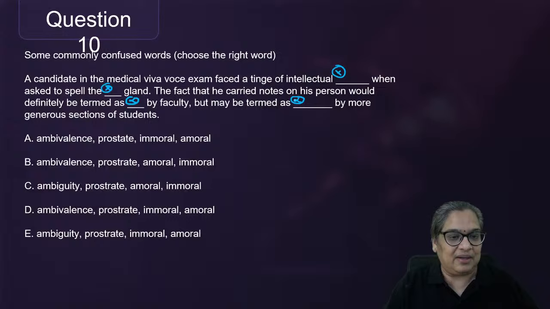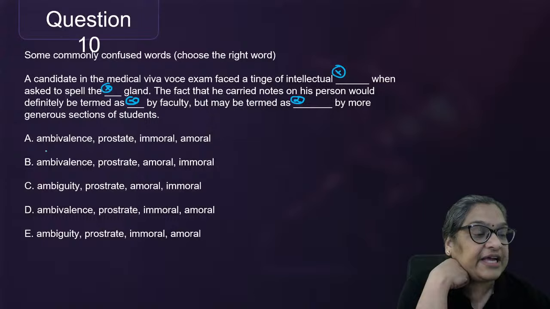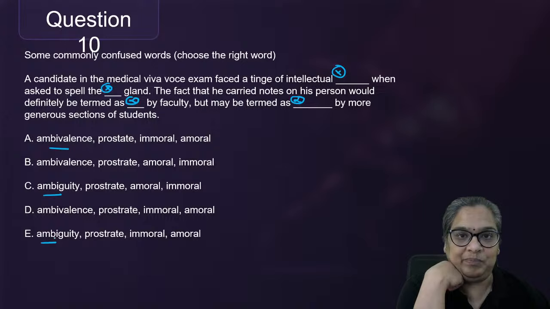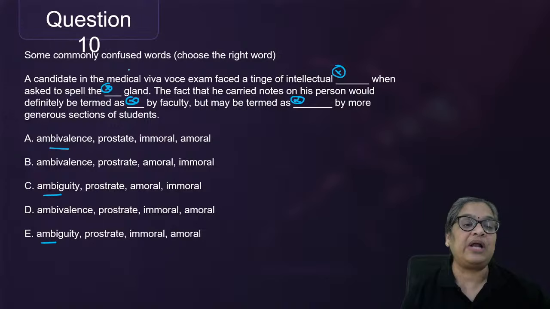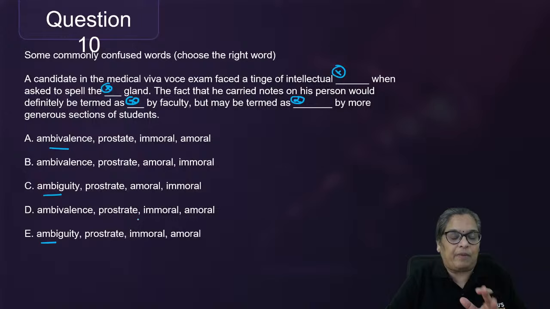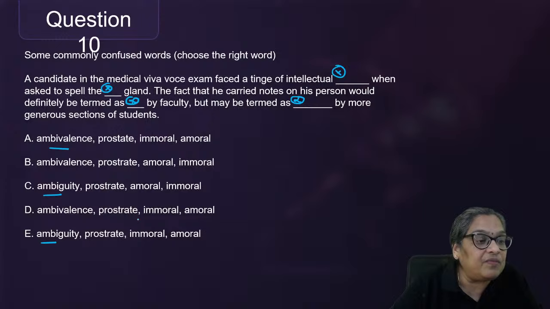Here we have. What did he face? Intellectual what? Ambivalence or ambiguity. Why? Because he had notes, and if he had referred to the notes, he would have got the correct spelling of this gland. Okay, but if he had referred to his notes, it would be treated as dash by his faculty but his friends may call it something else. So what is the combination of words I want? Ambivalence, prostrate, immoral, amoral. Ambivalence, prostrate, amoral, and immoral. Ambiguity, prostrate, amoral, and immoral. Or, so I've got answers for 10E from Vrinda. What about the others?